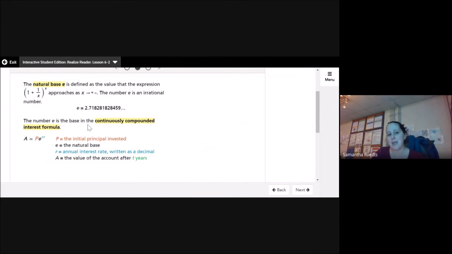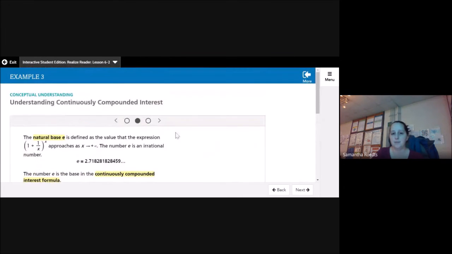The number e is the base in the continuously compounded interest formula. So A equals P e to the rt. P is the initial principal invested, e is the natural base, r is the annual interest rate written as a decimal, and A is the value of the account after t years.